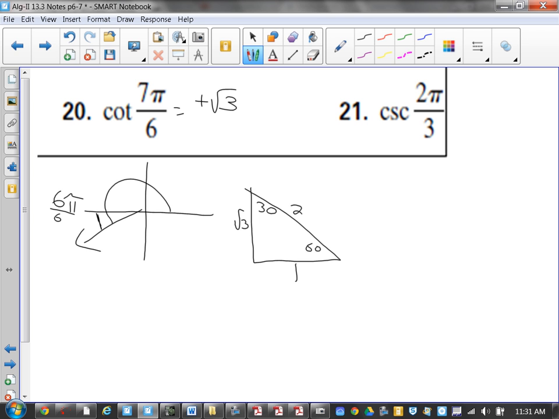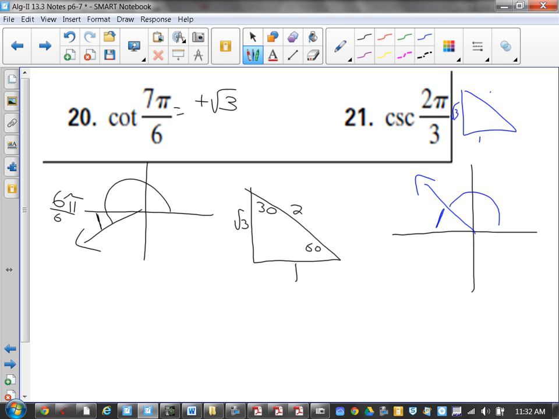Okay? Cosecant 2 pi over 3. So that's second quadrant. But really, it's going to be a 60-degree angle, right? Because our reference angle is pi over 3. So it's working with a 60-degree angle. So you're on a 30, 60, 90, so it's root 3, 1, and 2. Cosecant is the inverse of sine. Sine would be root 3 over 2, so the inverse is 2 over root 3, which is 2 root 3 over 3. Very good.